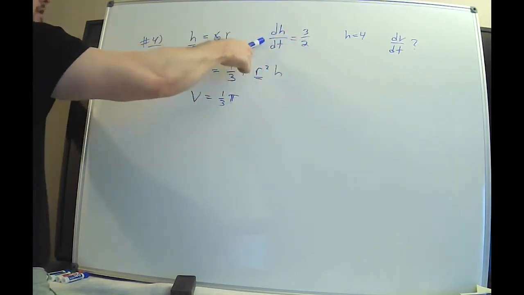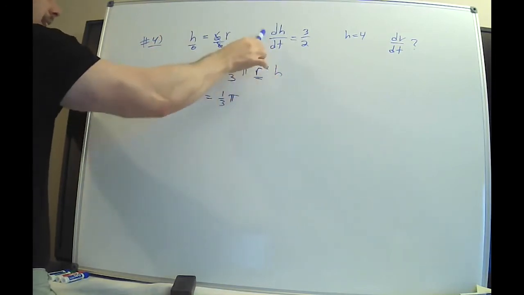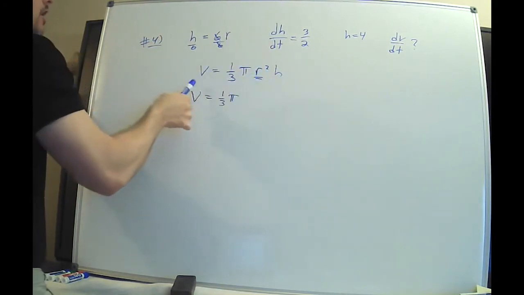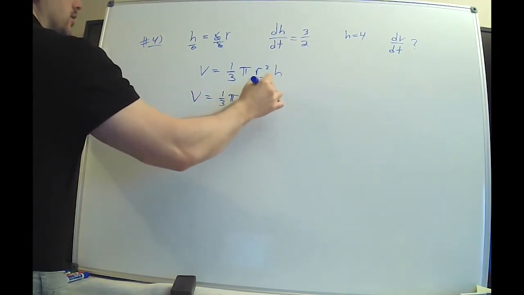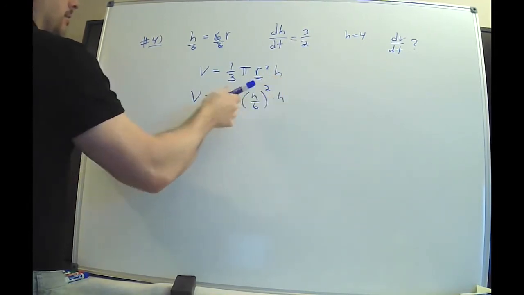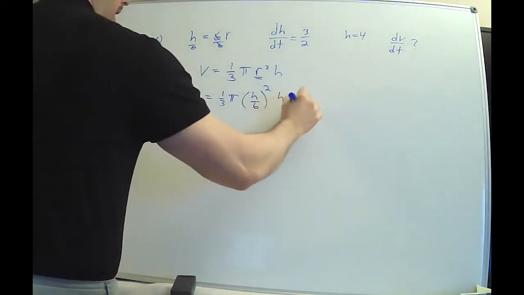If you were given dr dt, you would replace h, but I was given dh dt. I need that, so I have to get rid of r. So where r is, you put h over 6. Square that, right? r squared. Now multiply it out. Again, this is not that bad.